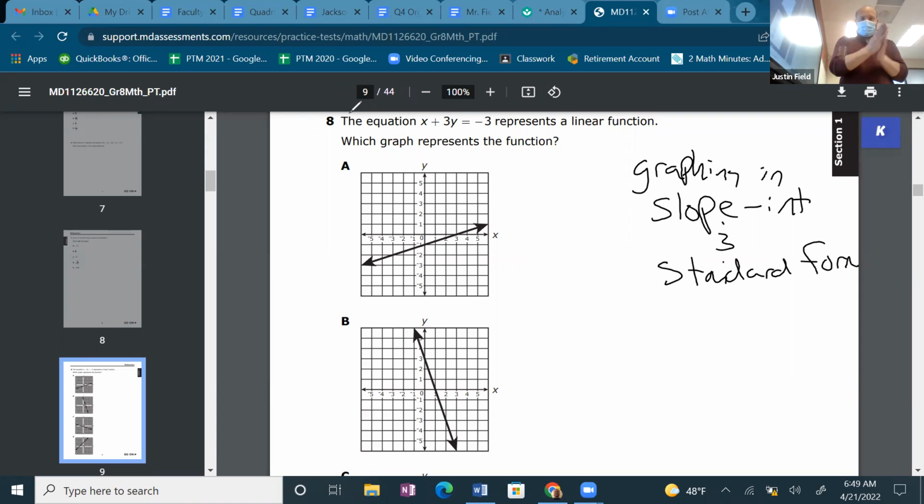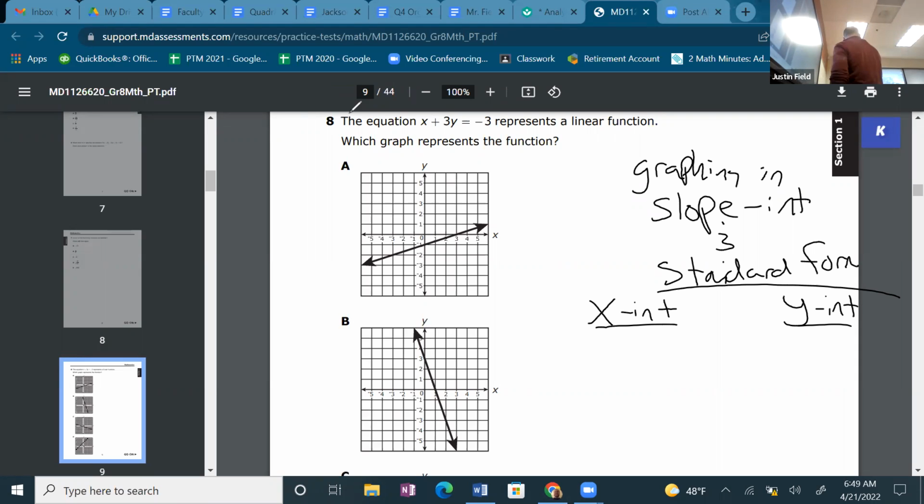All right, so this is in standard form. How do we graph in standard form? You remember how to graph in standard form? Yeah. You find the x-intercept and the y-intercept. So we find the x-intercept and the y-intercept.